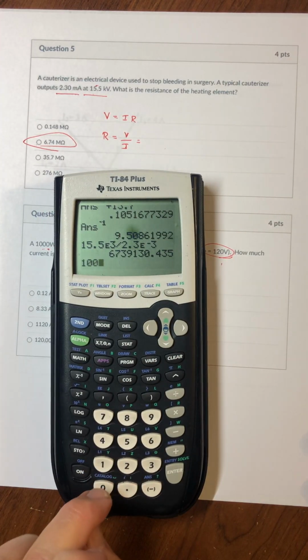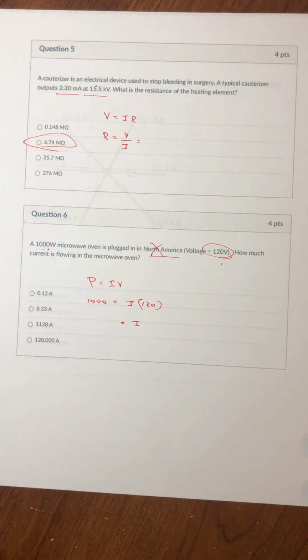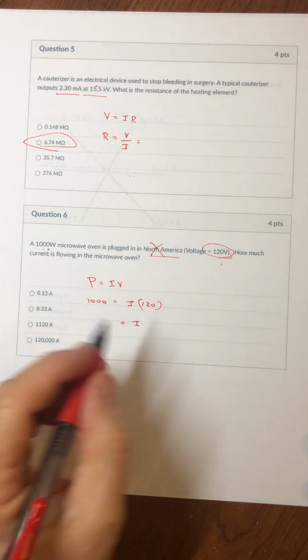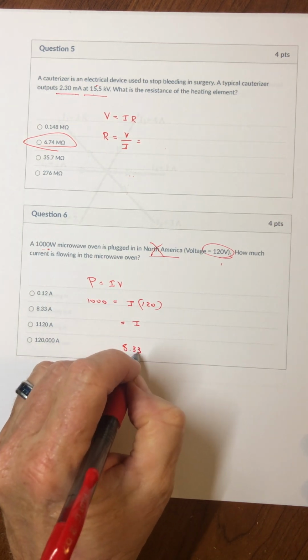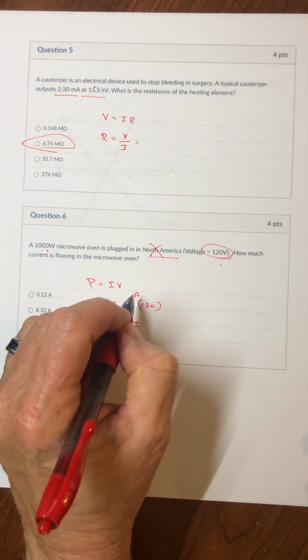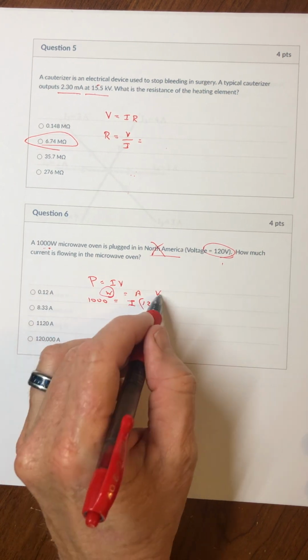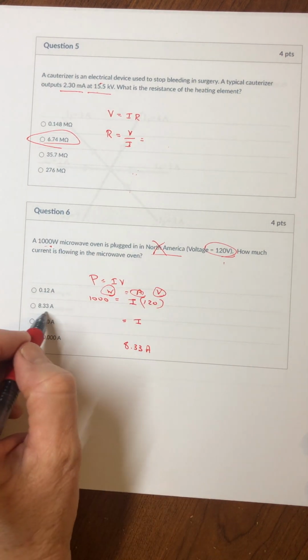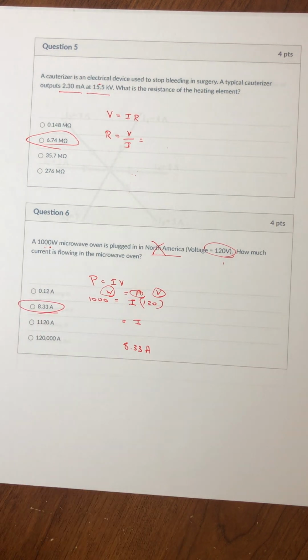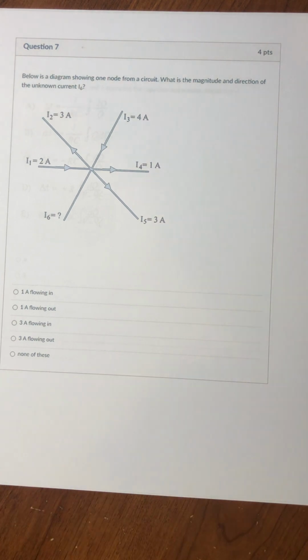So mathematically this would be 1,000 divided by 120. Which makes about 8.33, and I guess we should keep in mind that an amp times a volt is a watt, and so power was in watts and voltage, so this is going to come out into amps. So this should be B, 8.33 amps.